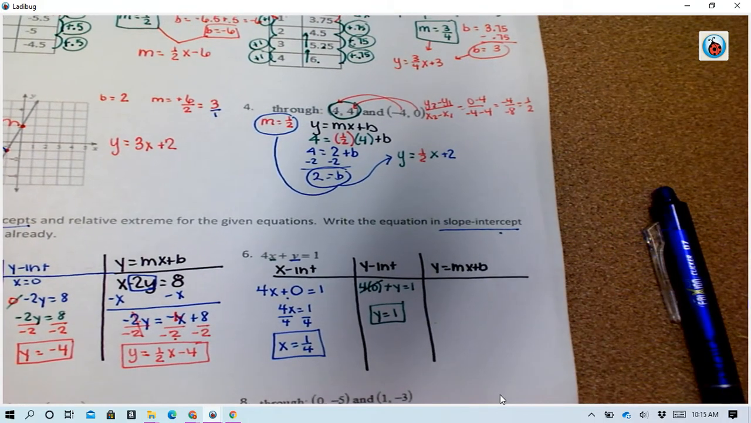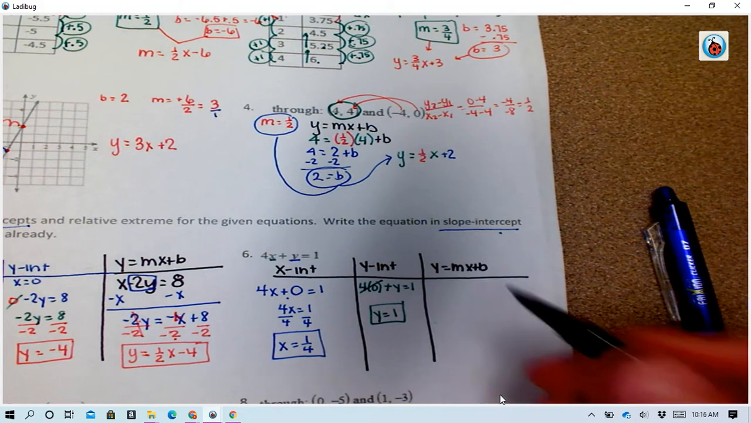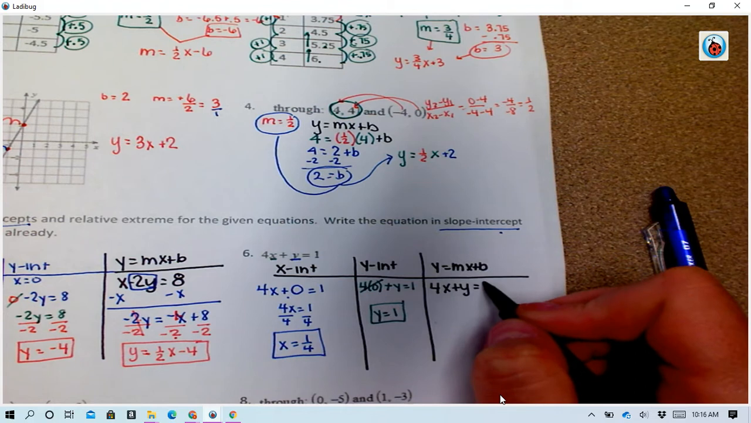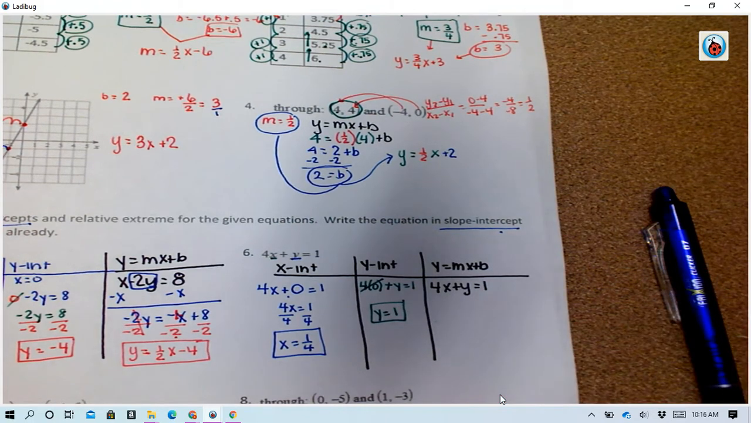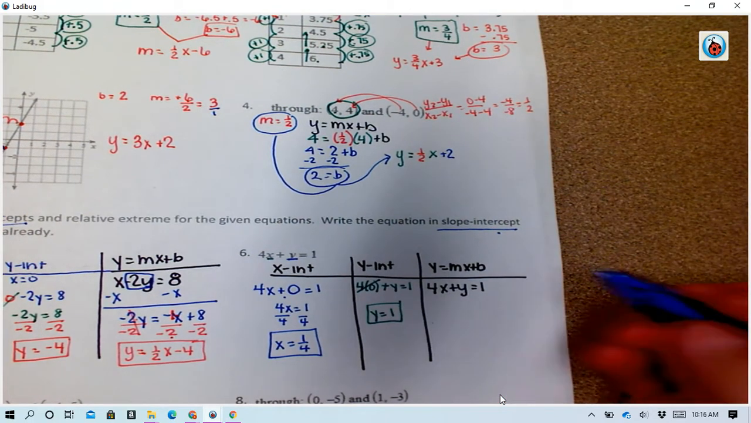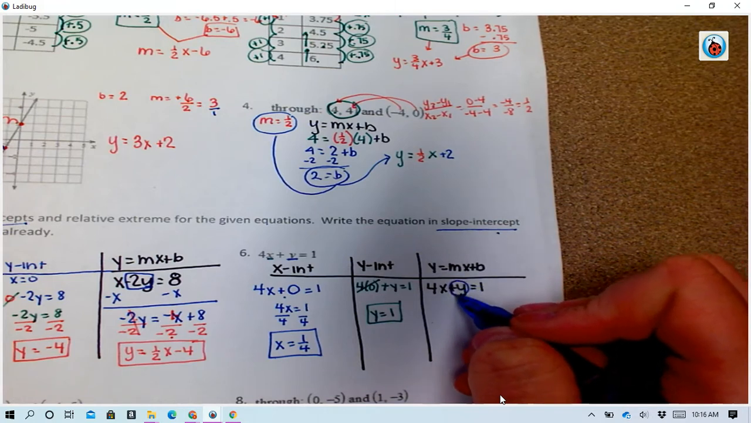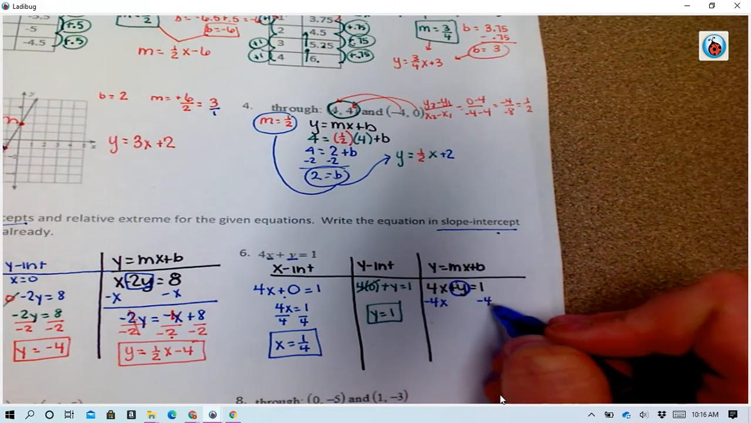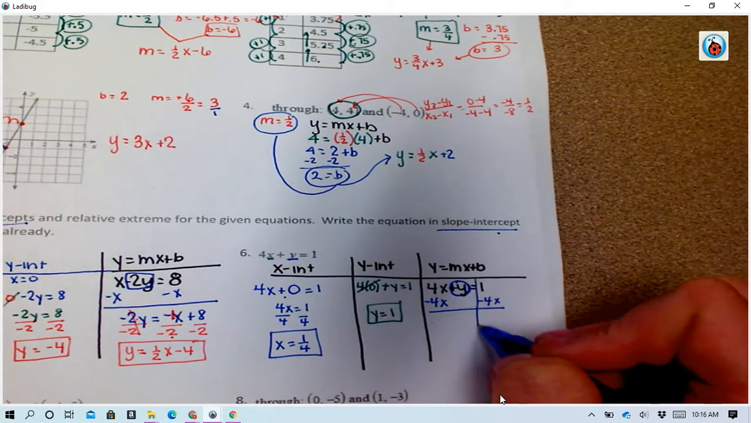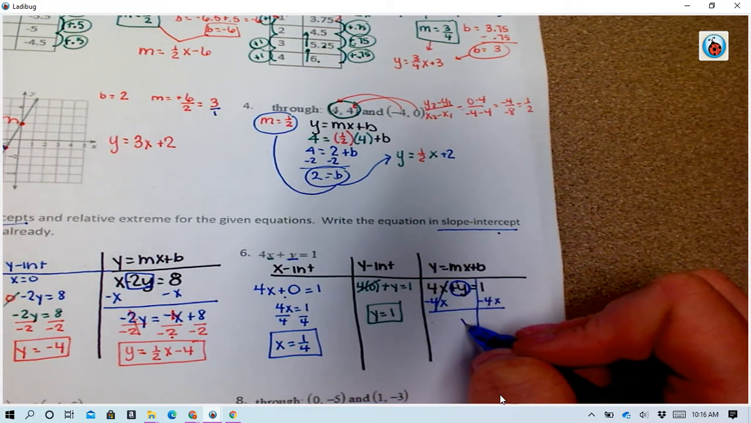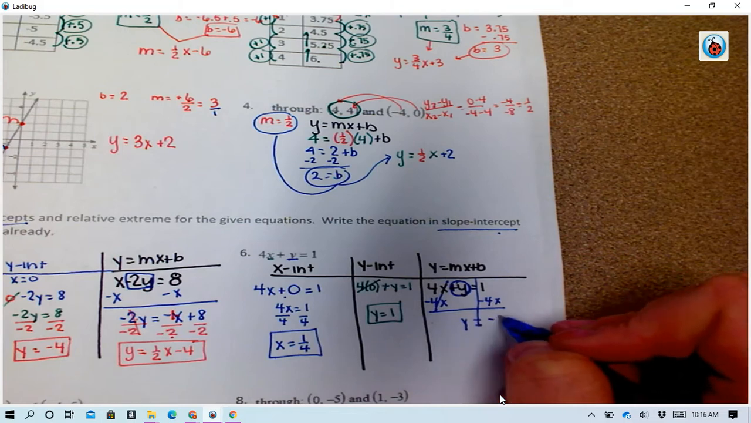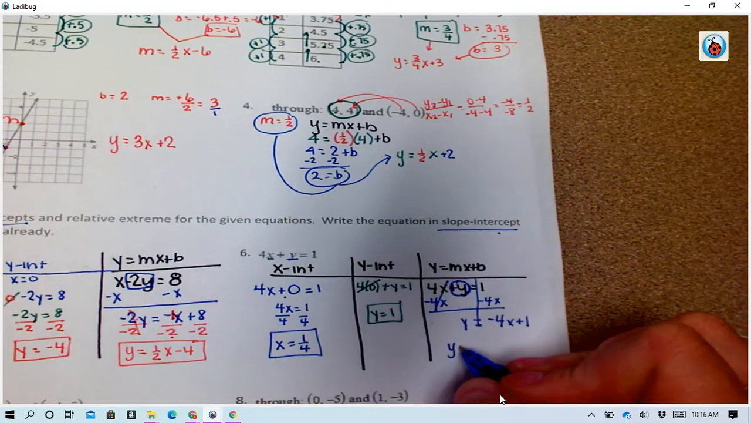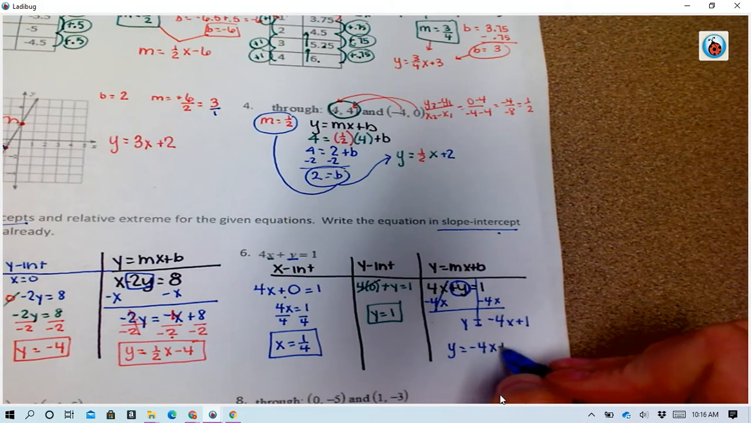y equals mx plus b. So we have to take 4x plus y equals 1 and get the y all by itself. The y just has a plus sign in front of it. To move the 4x, we have to subtract it from both sides of the equal sign. This cancels. I'm left with y equals negative 4x plus 1. The y is all by itself, so we are done.